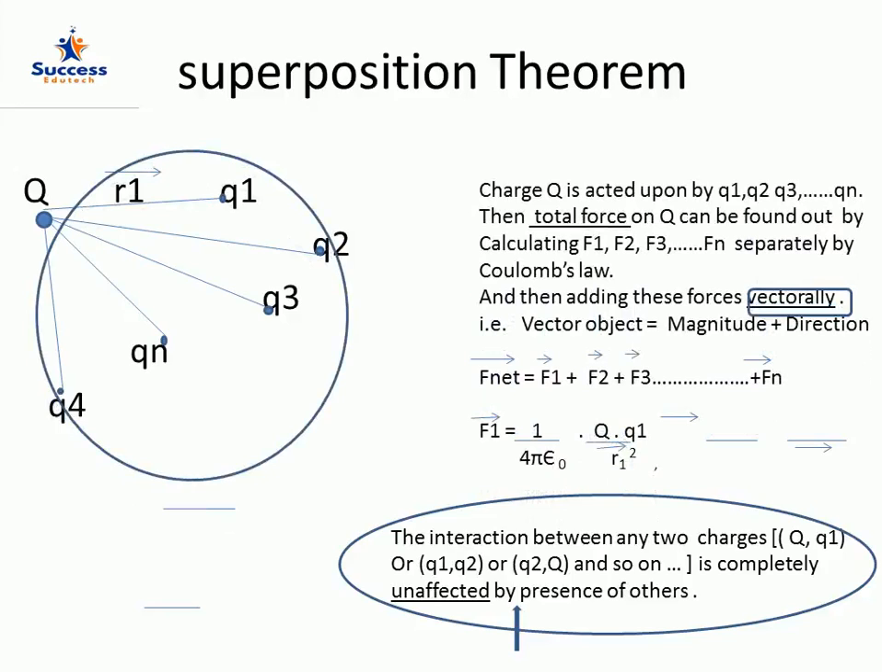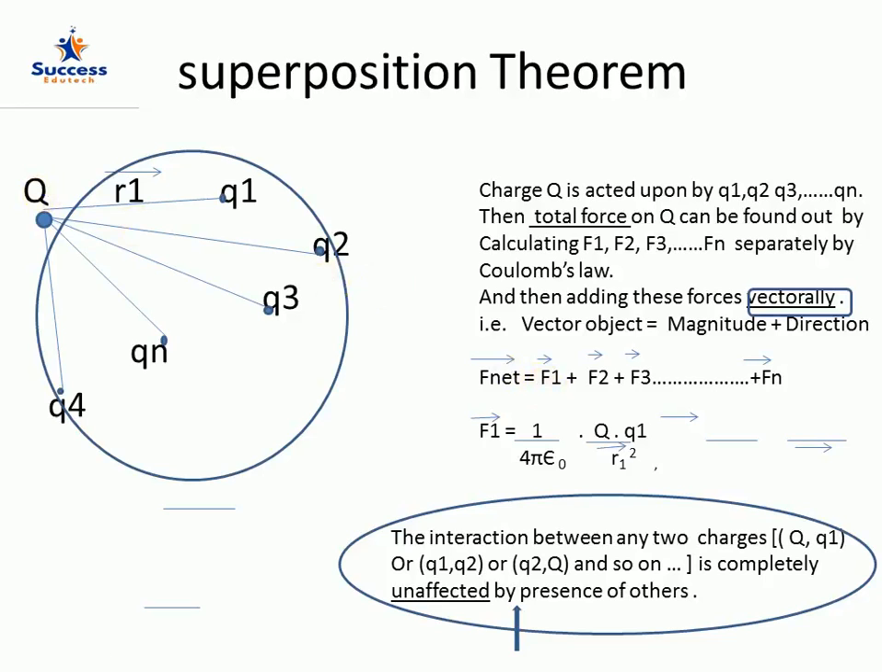Okay, so I will repeat this. Charge capital Q is acted upon by Q1, Q2, Q3 up to Qn, then the total force on capital Q can be found by calculating F1, F2, F3 up to Fn separately by Coulomb's law and then adding these forces vectorially. What is a vector? It is a magnitude plus direction. So in equation form we can write F net, the net force on Q, can be calculated by adding F1, F2, F3 up to Fn vectorially.